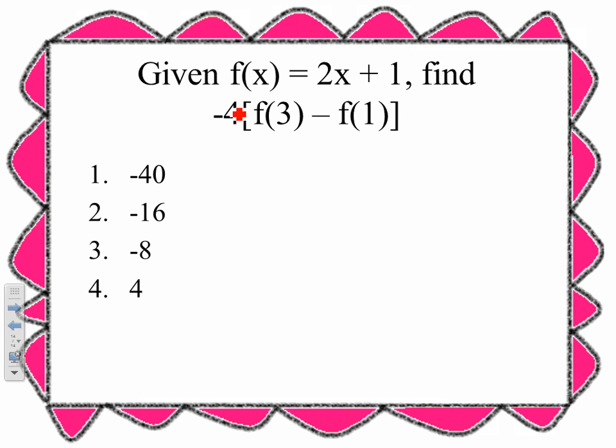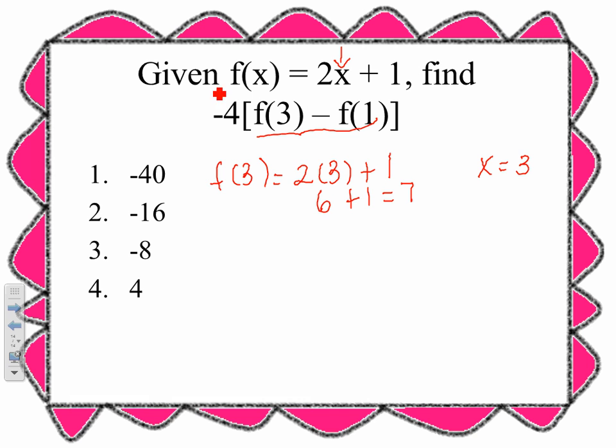Alright. The next one says, given f of x equals 2x plus 1, find negative 4 times f of 3 minus f of 1. Okay. Now you can chunk this and do the parentheses first. The parentheses has f of 3 minus f of 1. So I'm going to go ahead and do f of 3, where I'm going to substitute the value of x by 3. So this would be 2 times 3 plus 1. 2 times 3 would be 6. 6 plus 1 equals 7.